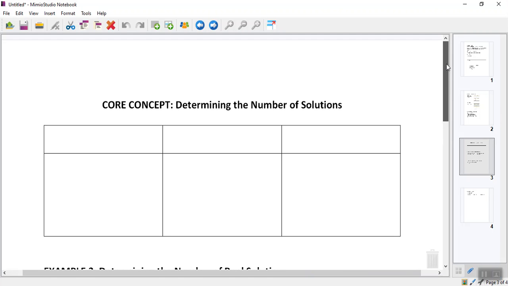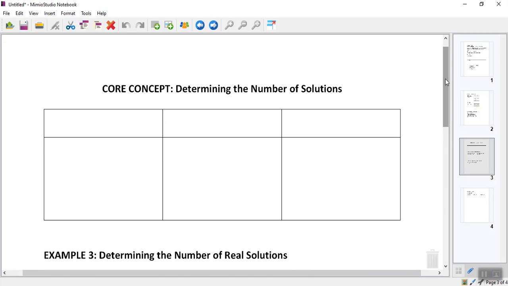All right. Guys, yesterday we were talking about this idea of the quadratic formula used to solve quadratics in standard form. Guys, primarily that standard form needed to equal what value? 0. 0, exactly, Gage. Now, another core concept right here is called determining the number of solutions.